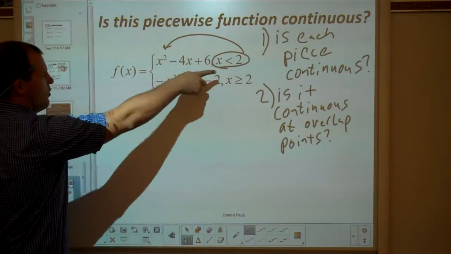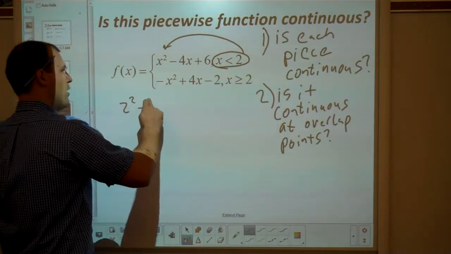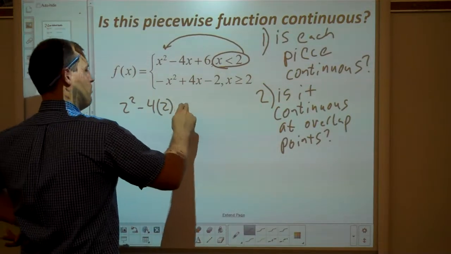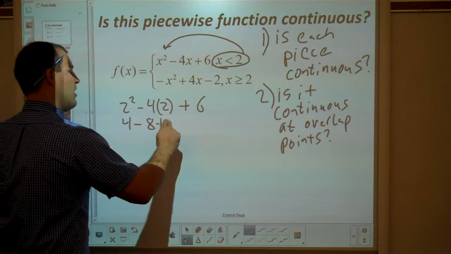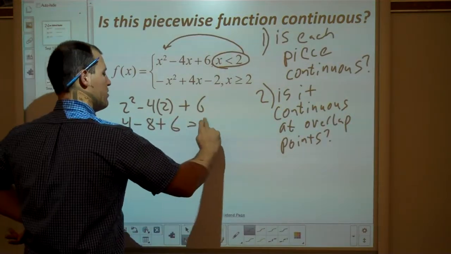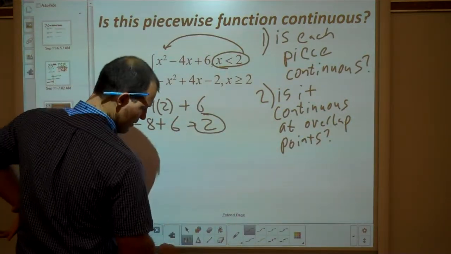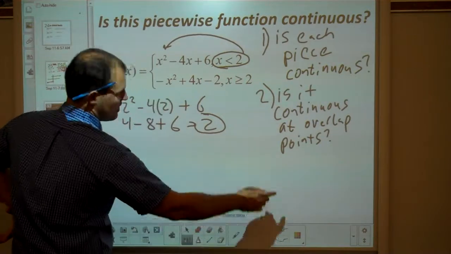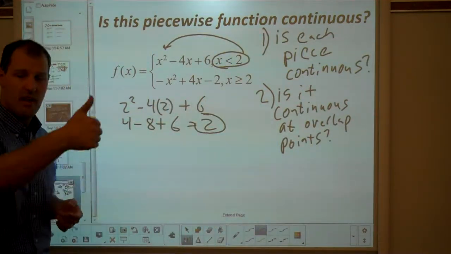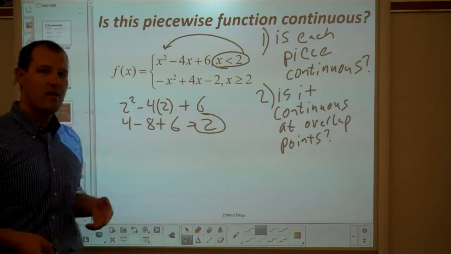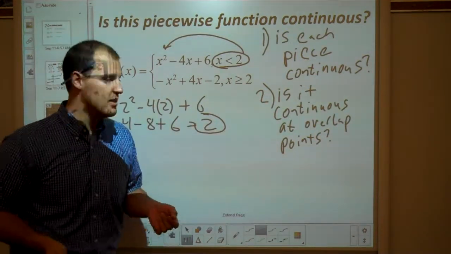And so let's do that. So we plug in a 2 here. I get 2 squared minus 4 times 2 plus 6. Let's simplify that out. 2 squared is 4 minus 8 plus 6, and we get 2 when we do that. Okay, that's the first piece. And now we need to test the second one. So we're going to see what we get out of this. And if the y values match, then yeah, this thing is continuous. If the y values don't, that tells us we have a discontinuity there.